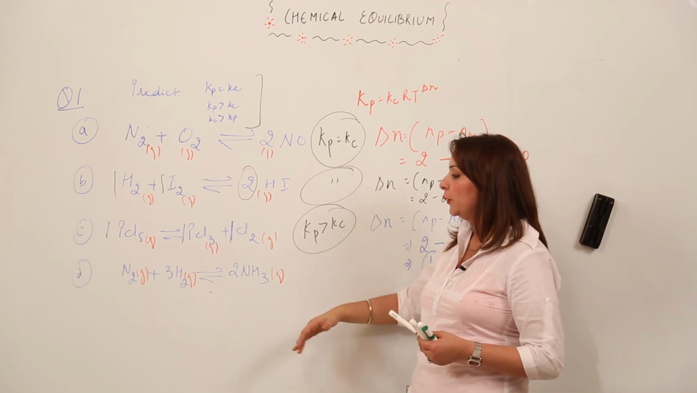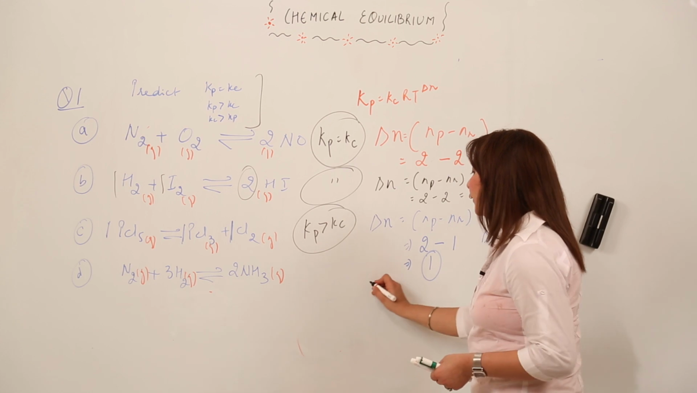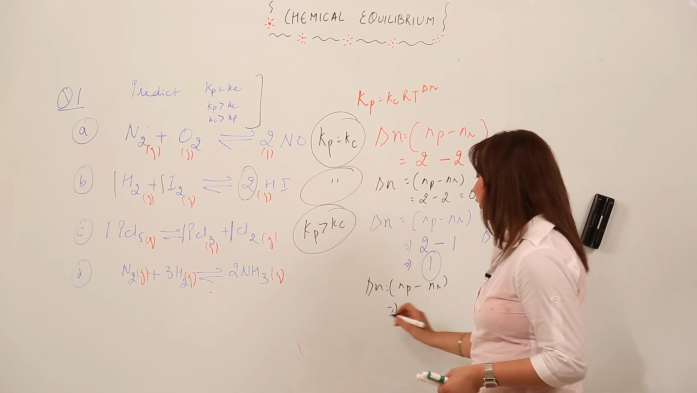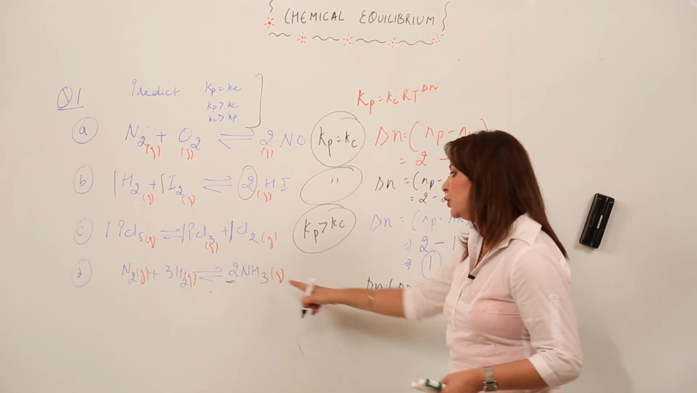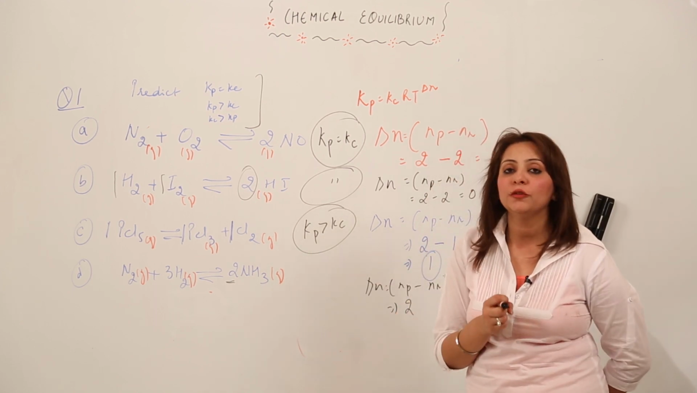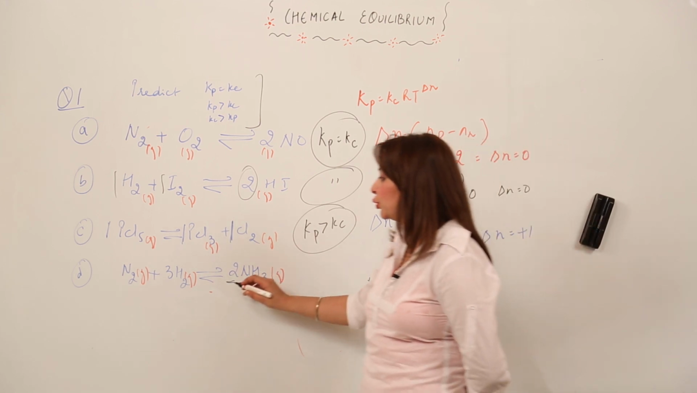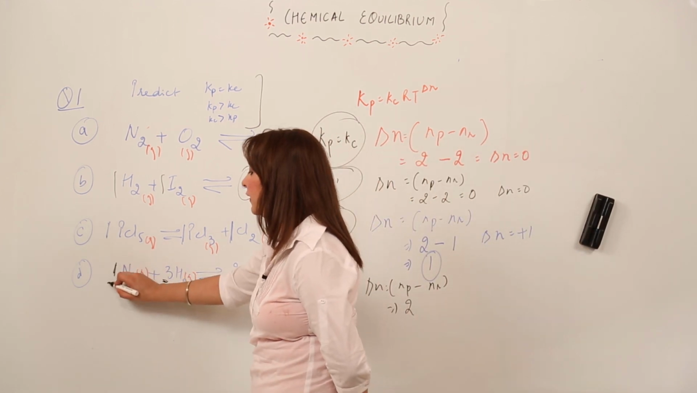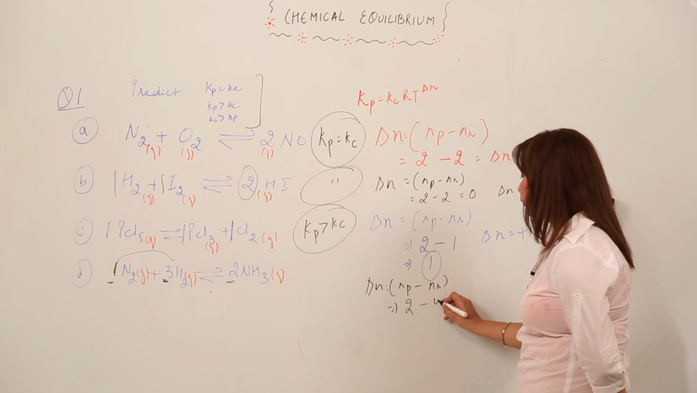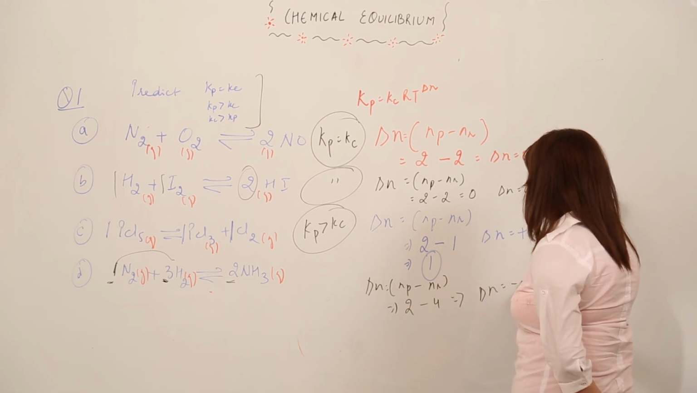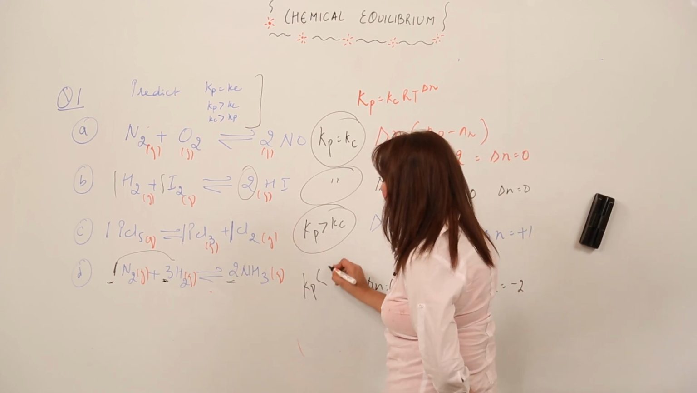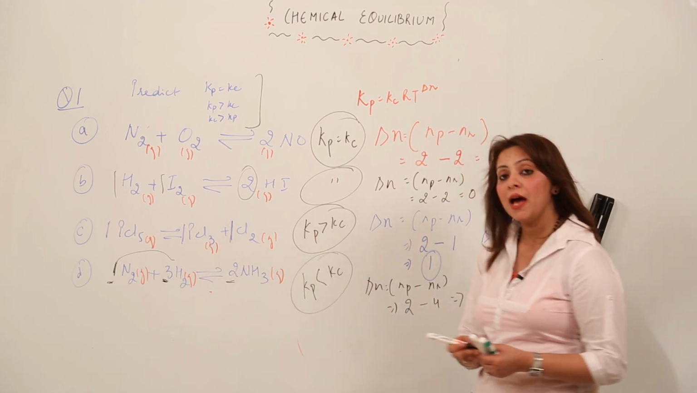Similarly we are going to look at the last one. Again we calculate delta n, product minus reactant. How many moles of product? You can see 2. Don't use the 3 or 4 subscripts, right? These are just involved in the chemical formula, they don't specify the moles. So product is 2, and reactant is 3 plus 1, which is 4. So delta n is 2 minus 4, which is minus 2. That means in this case Kp will be less than Kc. So this is how you are going to attempt the question.